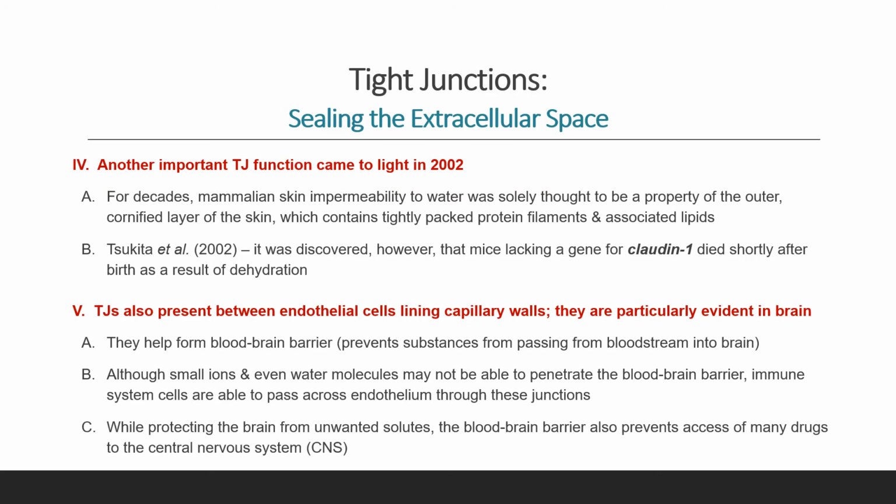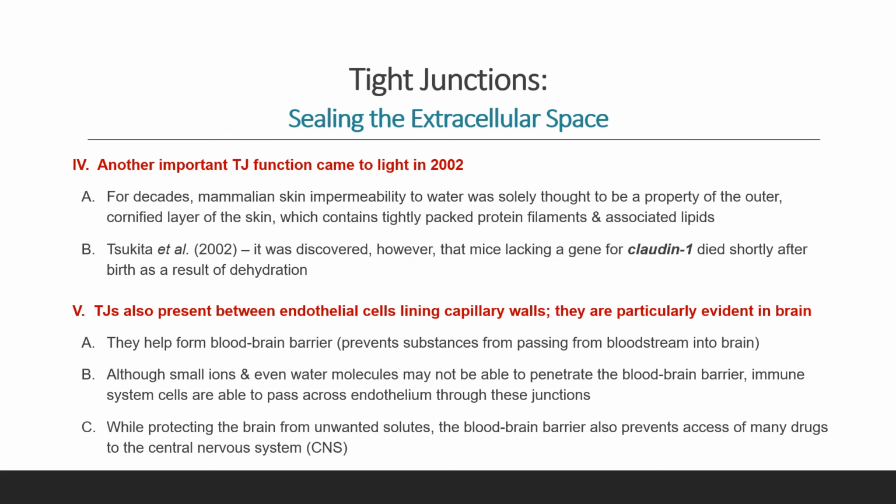So another important function that came to light in 2002 about your tight junctions is that for decades, mammalian skin impermeability to water was solely thought to be a property of the outer cornified layer of the skin, which contains tightly packed protein filaments and associated lipids. So Furuse et al. in 2002 discovered, however, that mice lacking a gene for Claudin-1 died shortly after birth as a result of dehydration. Okay, so there's an importance of this Claudin-1 when it comes to the permeability of water in the skin.